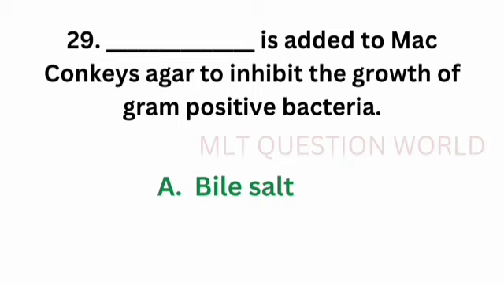The correct answer is option A, bile salt. Bile salt is added to MacConkey agar to inhibit the growth of gram-positive bacteria.